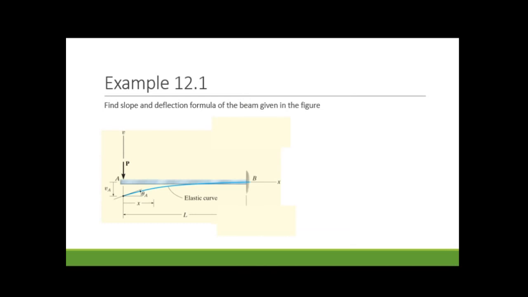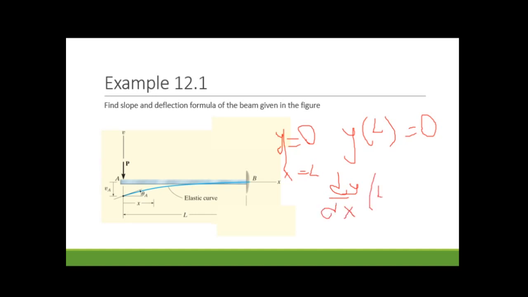The first condition is y equal to 0 when x equal to L, so I can define it as y(L) is equal to 0. The other condition is that the slope is also equal to 0: dy over dx at L is equal to 0.